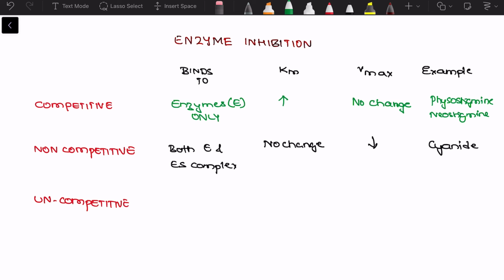So moving on to the uncompetitive type of enzyme inhibition. Here the uncompetitive inhibitors will bind only to the enzyme substrate complex. And what about the Km and Vmax? Both Km and Vmax will decrease with respect to the uncompetitive type of inhibition. The example is lithium.